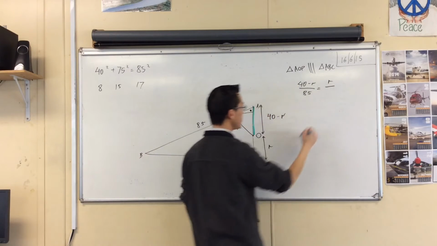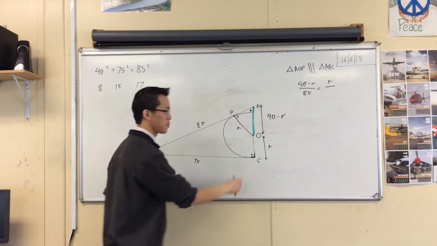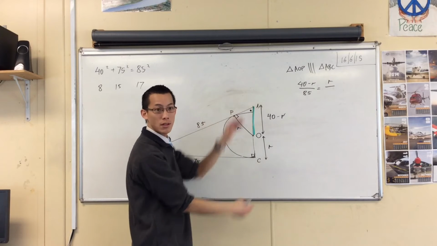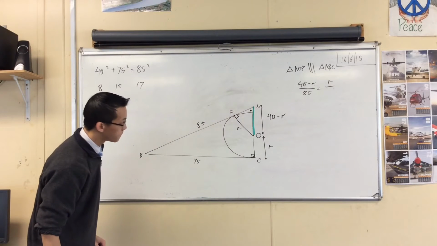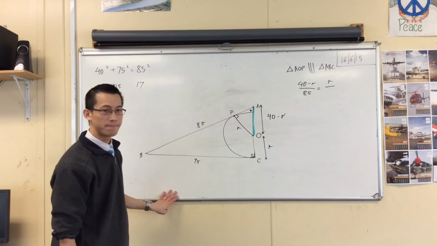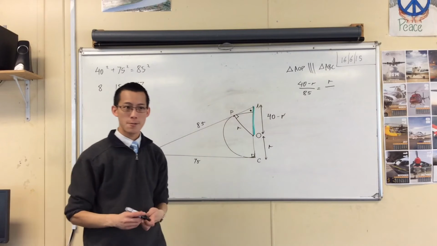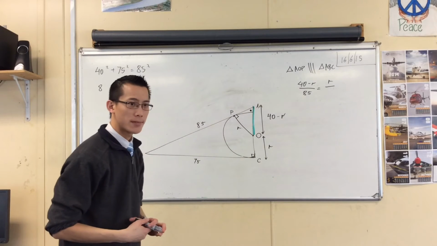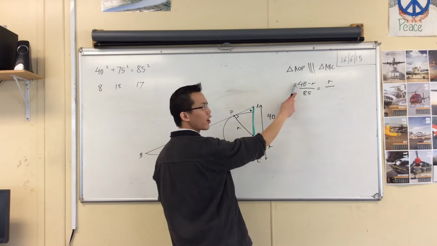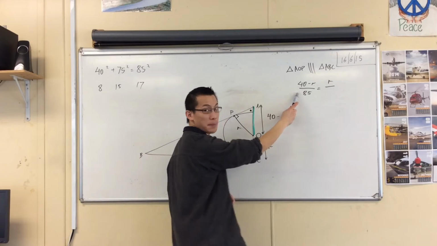R is another side of the small triangle. What does it correspond to? Does it correspond to the longer non-hypotenuse or the shorter non-hypotenuse? How would you be able to tell? What features do you use to tell whether it's this one or this one? Any takers? Right angle. So I've got the right angle, right? I've noticed that this is the side opposite the right angle in the small triangle, and this is the side opposite the right angle in the big triangle.